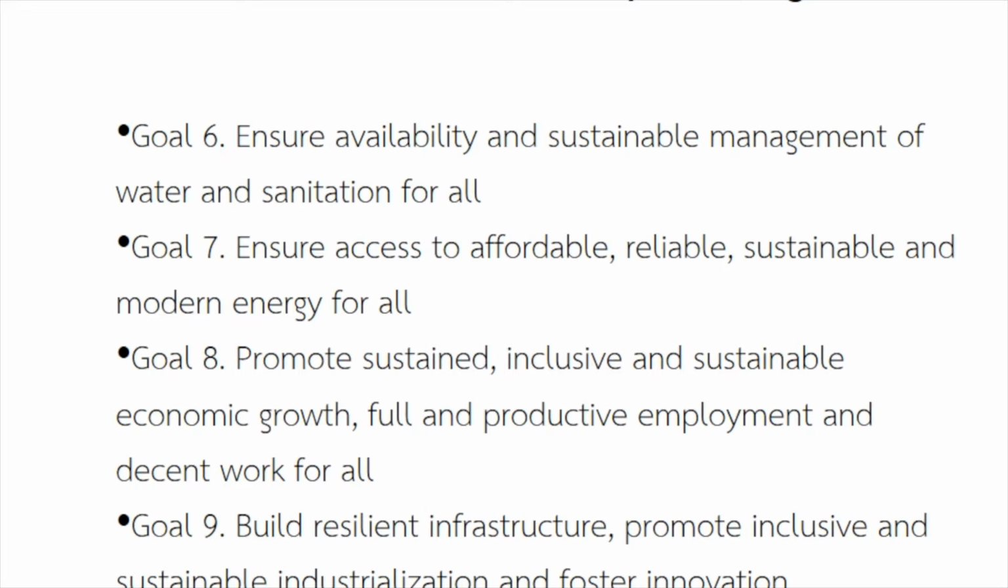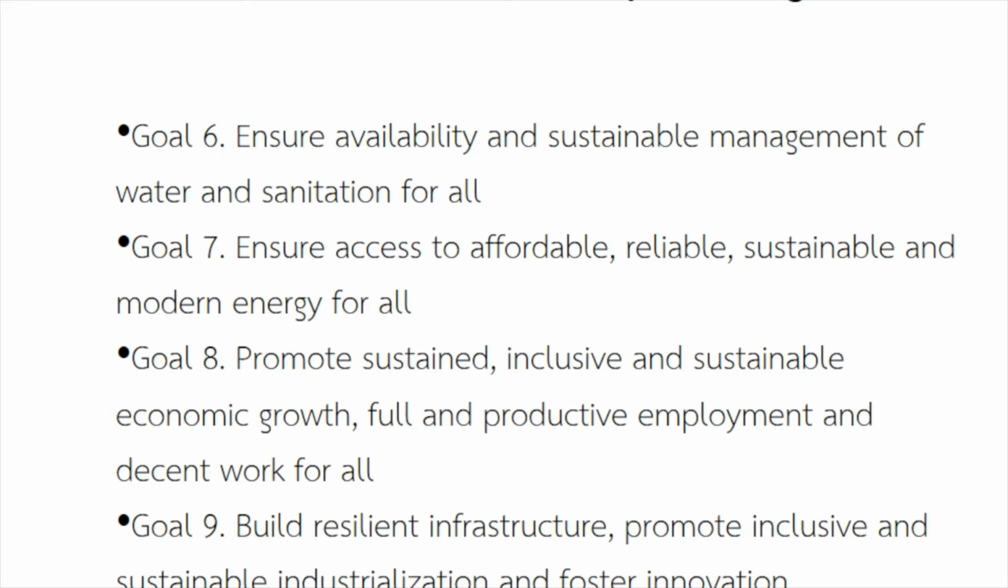Goal number 6 is to ensure the availability and sustainable management of water and sanitation for all. As you know, water is restricted. The availability of water is limited in many countries, including Thailand. So this goal focuses on giving people access to enough and to clean water, and also to sanitation.